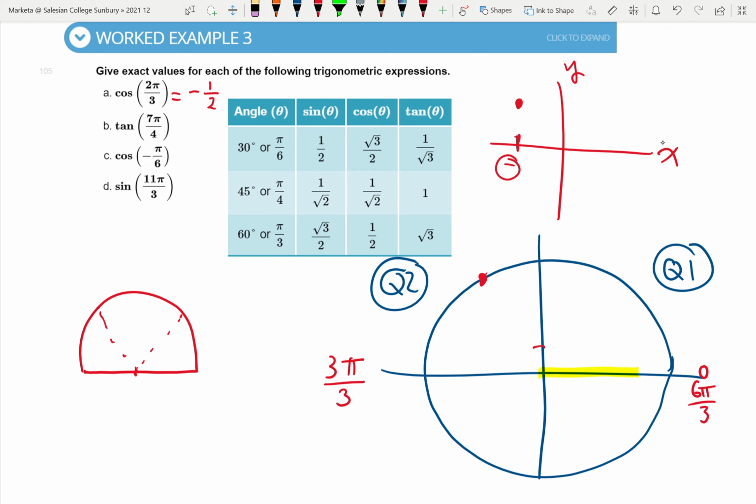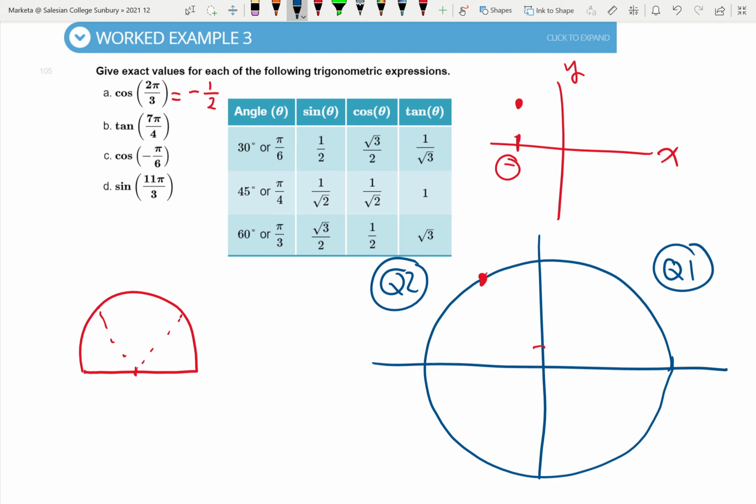So now we're looking at the tan of 7 pi on 4. So this time when I label the unit circle, I'm going to change my pi and 2 pi. So I'm going to put the same denominator again. So we've still got 0 here, but this time we're looking at a denominator of 4. So we're looking for 7 pi on 4.